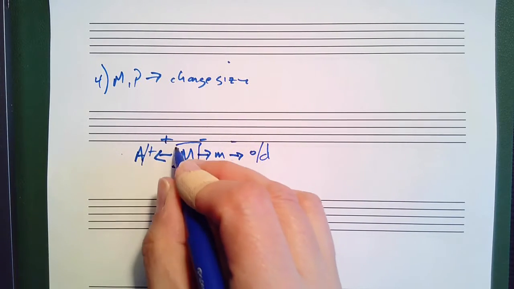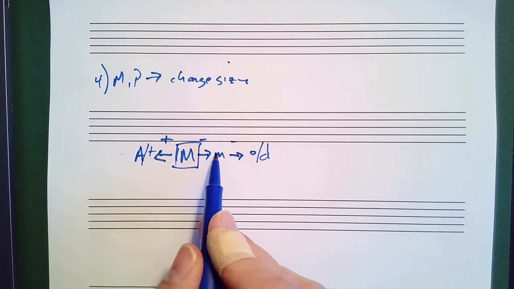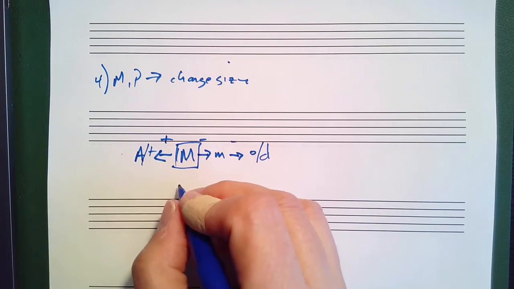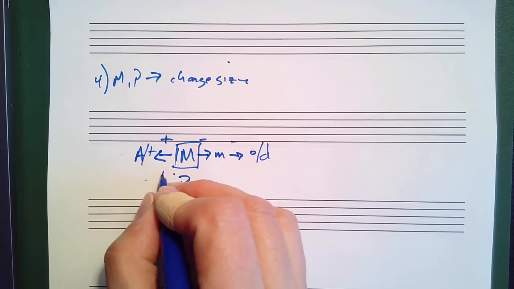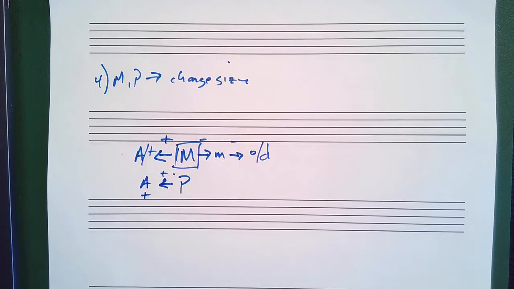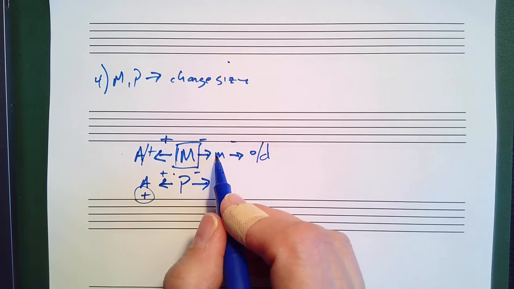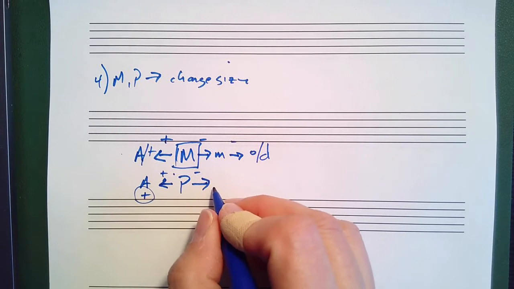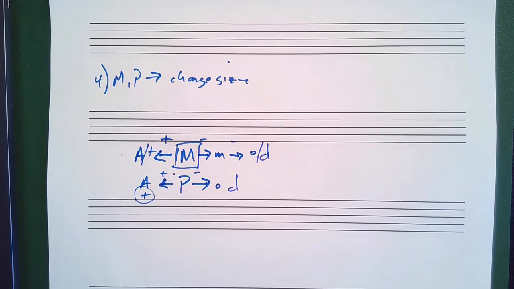So major, if you make it larger, becomes augmented. If you make it a half step smaller, it becomes minor. If you make it another half step smaller, it becomes diminished. And a perfect interval, if you make it a half step larger, it becomes augmented, which can be an A or a plus. I usually use a plus. If you make it a half step smaller, it doesn't become minor. There's no such thing as a minor fifth, for example. The next smaller size is diminished, which can be a degree symbol or the lowercase d.